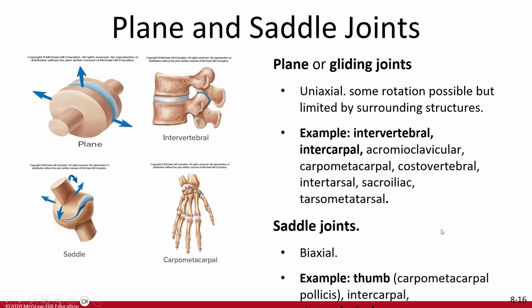All right, our first two are plane and saddle joints. Plane joints are uniaxial. There's a little bit of rotation that can happen on the flat surfaces, but they really just slide across each other. There's not much movement besides sliding.